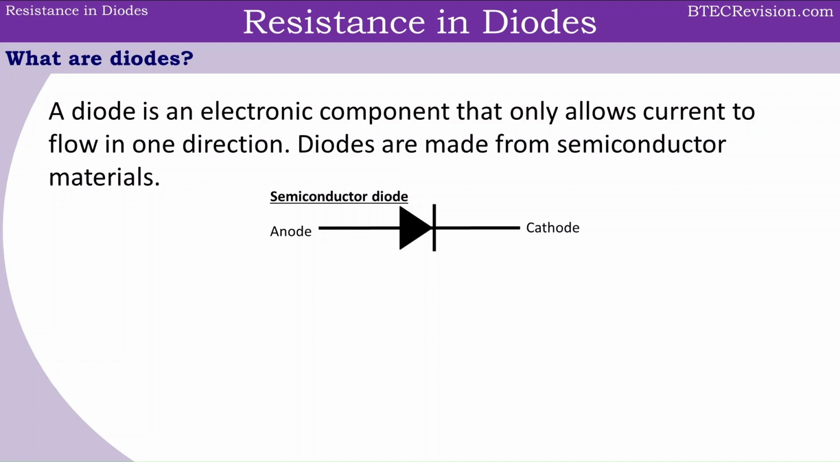They are made from something called a semiconductor. Semiconductors are materials that are in between insulators and conductors. Insulators such as glass and conductors such as copper.